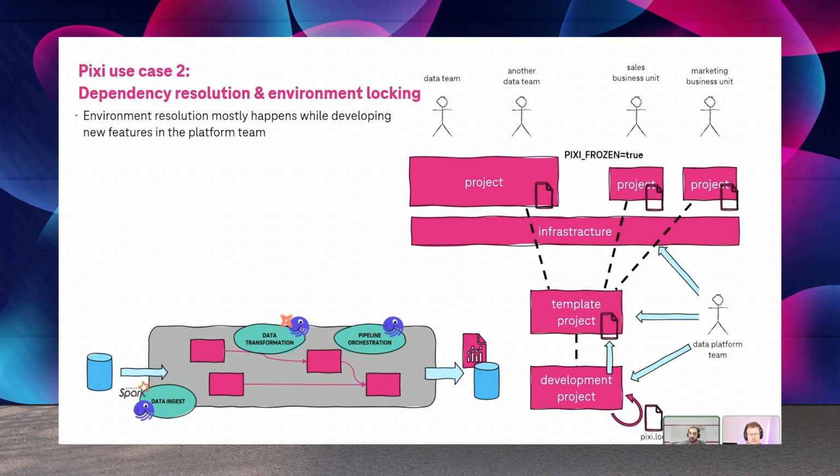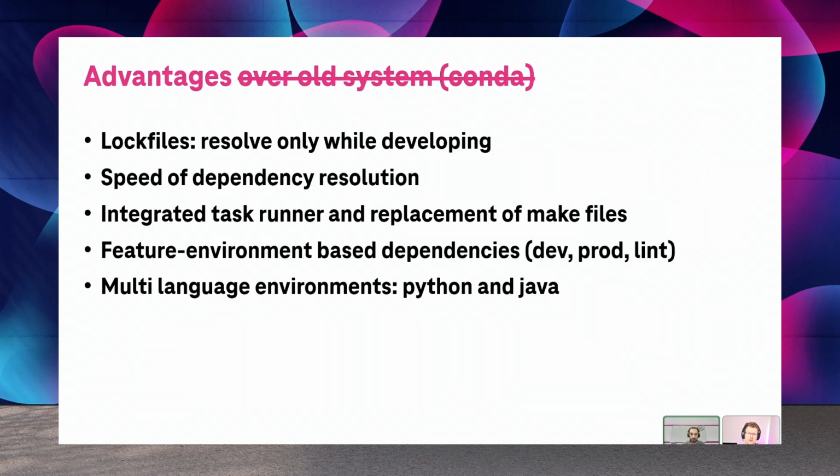So it's also very important to see that we use a Pixi frozen environment variable because not every project can resolve. Projects which are in the hands of the business units, the users of our template project, are actually not able to resolve. They are just static ones which are getting updated over time as the template project evolves. Those are two use cases.